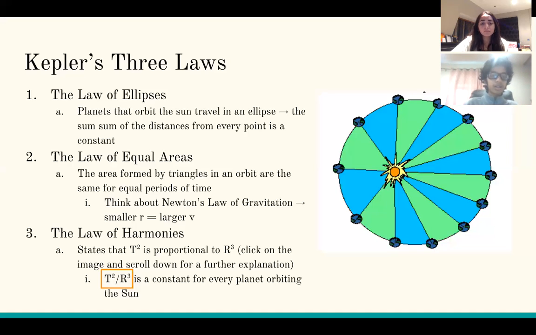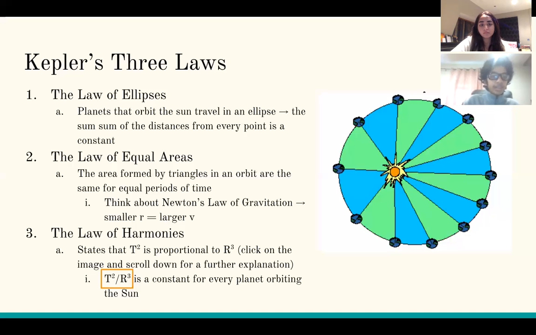The final law is the law of harmonies, and this states that T squared is proportional to r cubed for all planets in a solar system. T squared, as we mentioned, is period squared, so that's the total time to go around in a full orbit, in a full ellipse. On Earth, that's usually 365 days. And r cubed is the distance. And so it's a constant for every planet orbiting the sun.